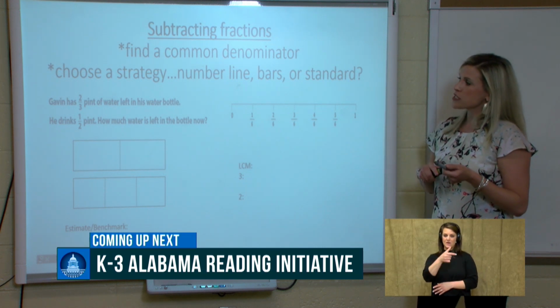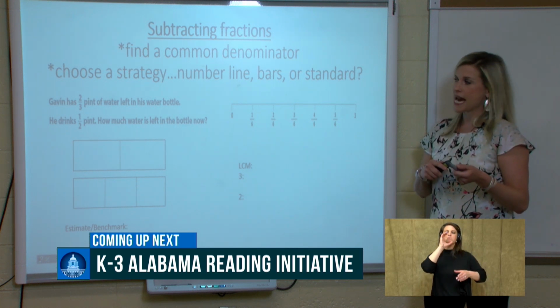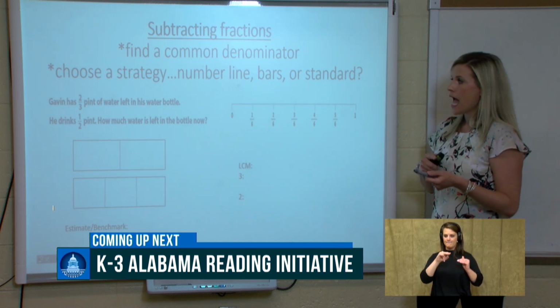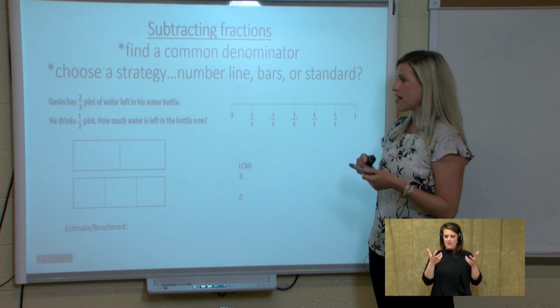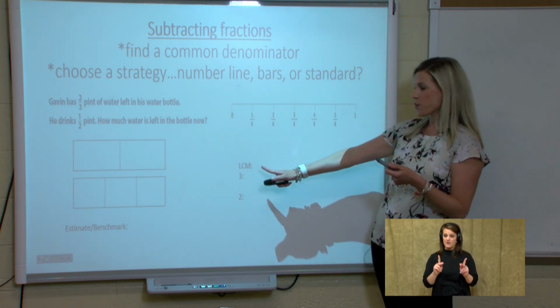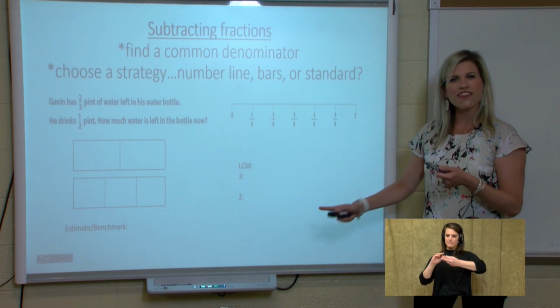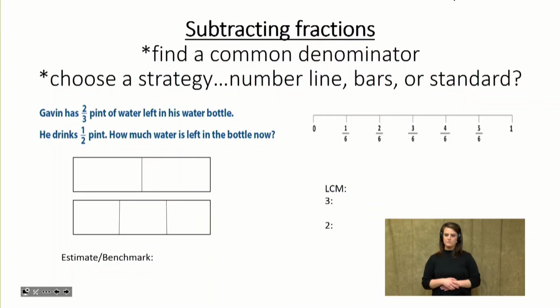Gavin has 2/3 pint of water left in his water bottle. He drinks half a pint. How much water is left in the bottle now? All right, we have a 3 and a 2 as our denominators. I want you to think first of a common number that they have. 3 times 1 is 3. 3 times 2 is 6.